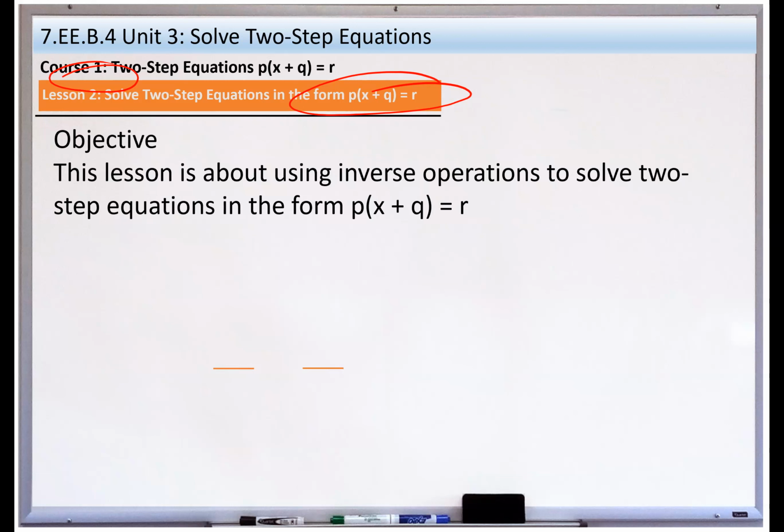This is course 1, lesson 2, and we're solving a two-step equation. Sometimes you see this called a multi-step equation, but I'll explain that in a second. So we have 2 times the quantity of x plus 10.